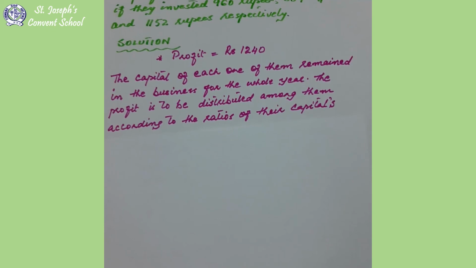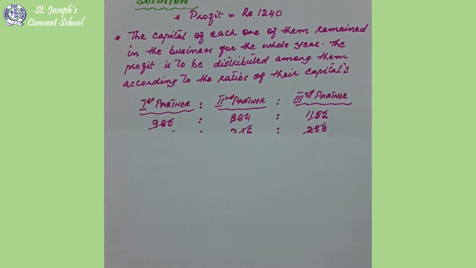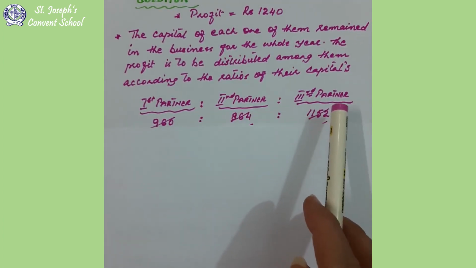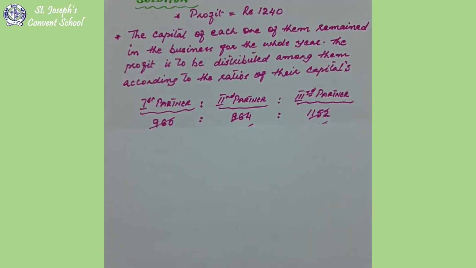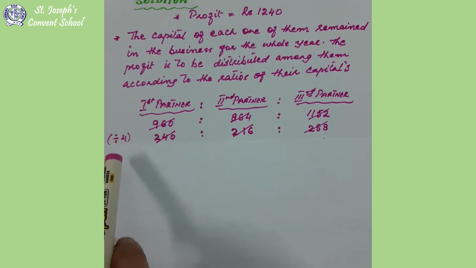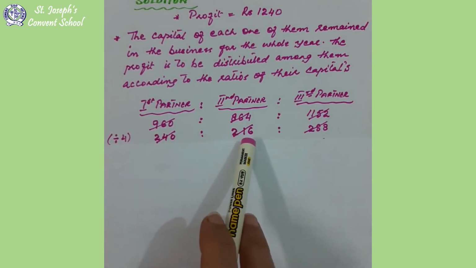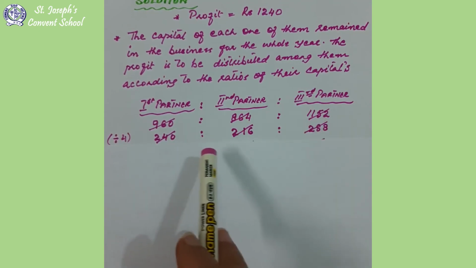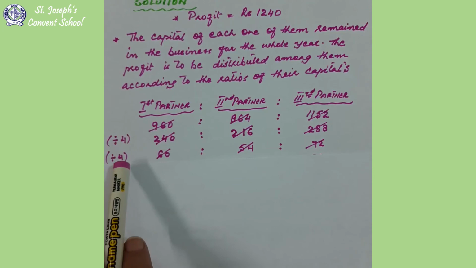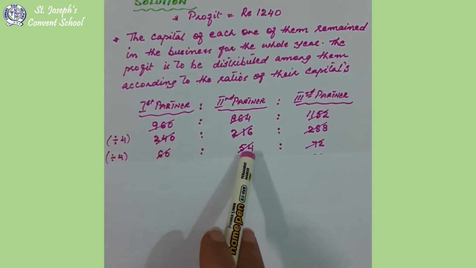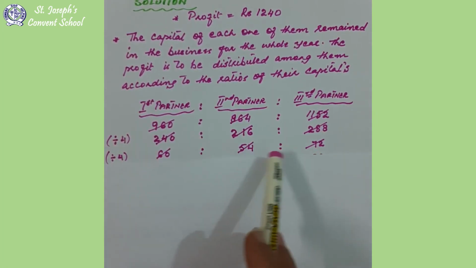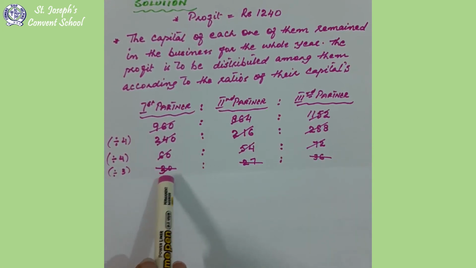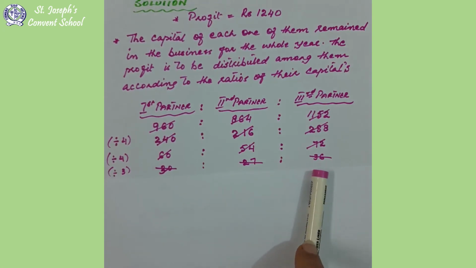Now you will write the amount of all three, the amount which they have invested. First partner's amount, second partner's amount, third partner's amount. So first amount is 960 rupees, second is 864, third is 1152. Now what you do, you divide all these amounts. First we will divide by 4. You'll get 240, 216, 288. Then again you can divide it. All goes in the table of 4 again. So 4 60s are 240, 4 54s are 216, and 4 72s are 288. Again you can divide it. All these terms go in the table of 3. 3 30s are 60, 3 27s are 54, 3 36s are 72.